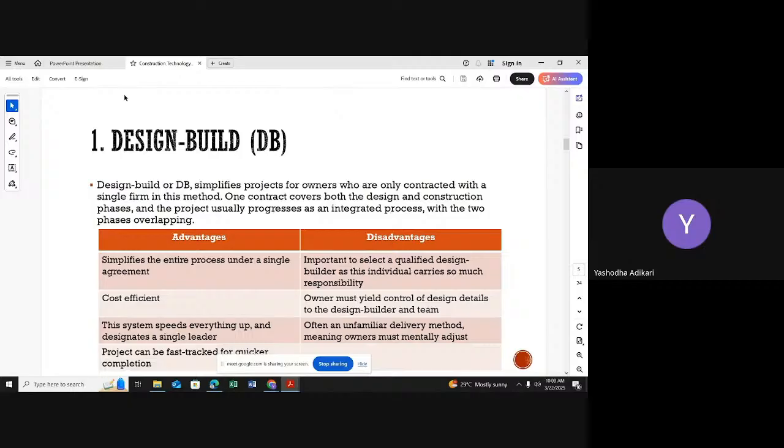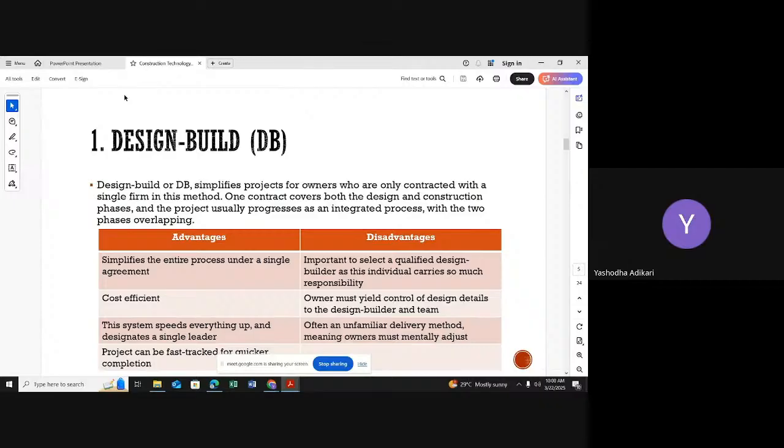But in the design build procurement method, one of the disadvantages is that we are working with one person, one company. So most of the time, the client has to obey their rules. So it is important to select a qualified design builder, as this individual carries so much responsibility. And another thing is that finding a qualified design build contractor may be difficult. It's also one of the disadvantages.